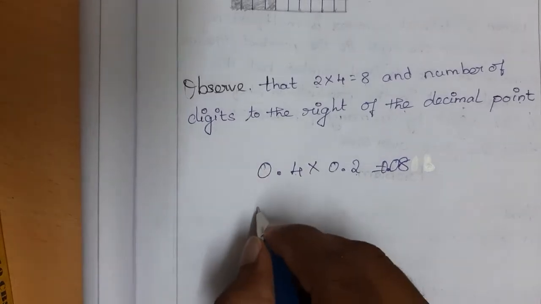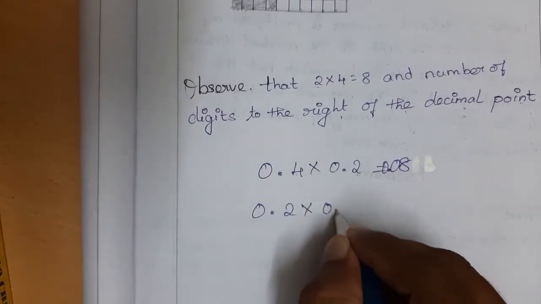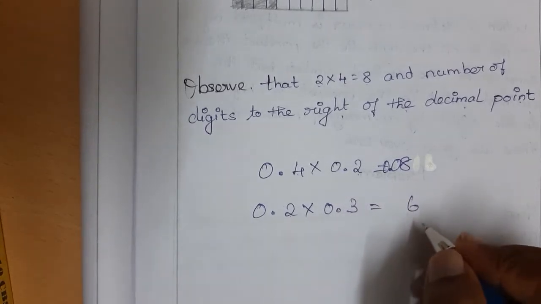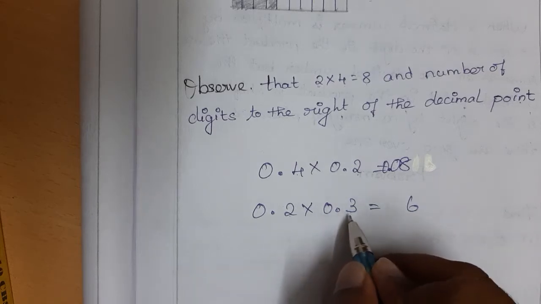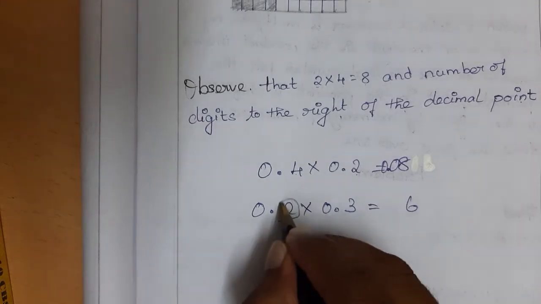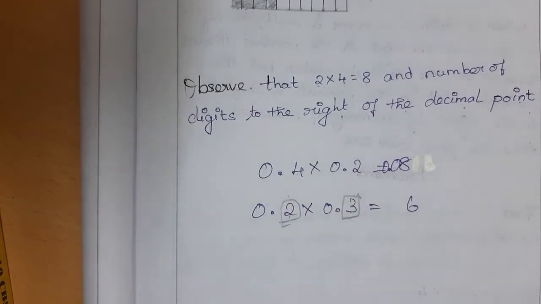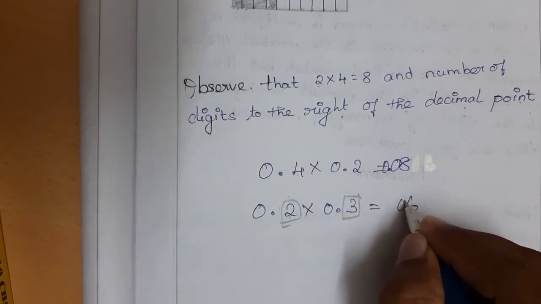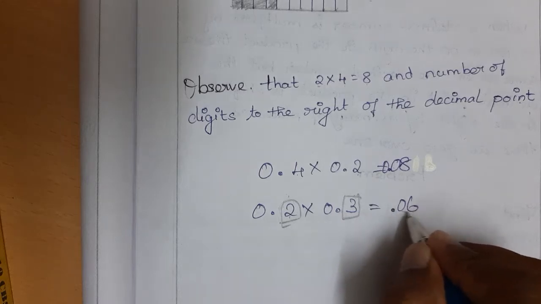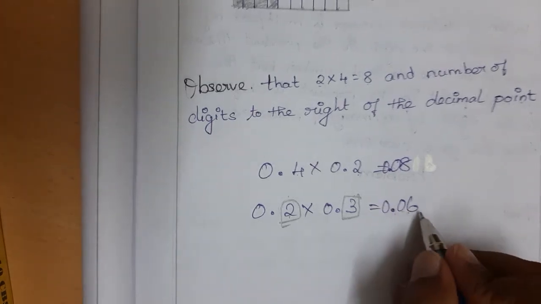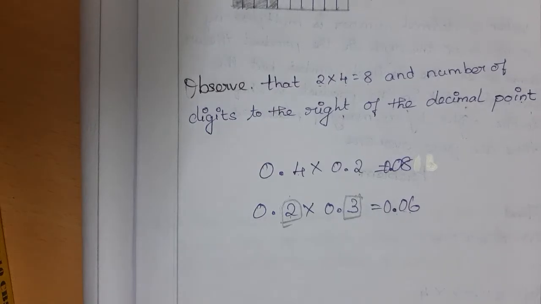We'll go for another example, 0.2 into 0.3. 3 into 2 is 6, and how many decimal digits are there? Here 1 digit and here 1 digit, right? This is 1 decimal digit, this is 1 decimal digit. So 1 plus 1 is 2. From the right side if we move, we get 1 digit, and for 2 digits there is no number, so let me add a 0. Now there are 2 digits on the right side. Make sure there are 2 digits on the right, and it is 0.06, right? We have to move only from the right.